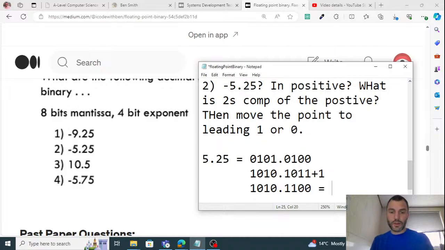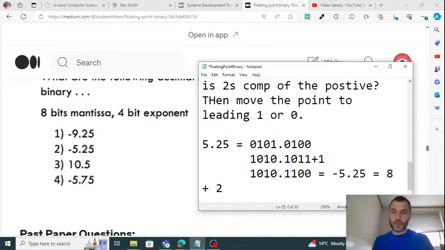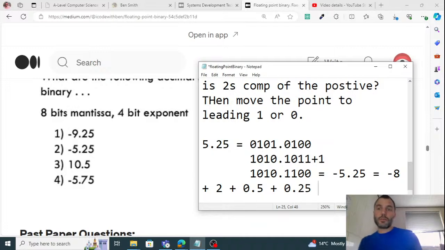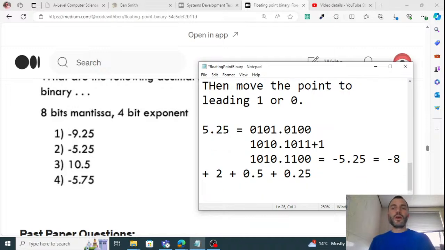This is minus 5.25. Let's double check that. It's minus 8, because the most significant bit is in 2's complement, so that is an 8, but it's a minus 8, plus 2, plus 0.5, plus 0.25, and that will be minus 5.25, because minus 8 plus 2 is minus 6, plus 0.75 is minus 5.25.